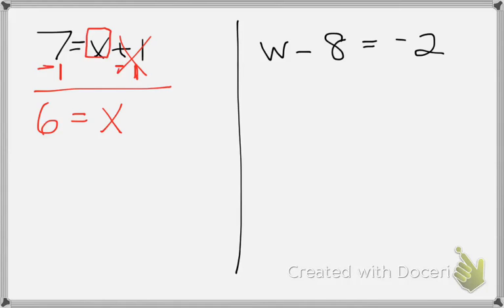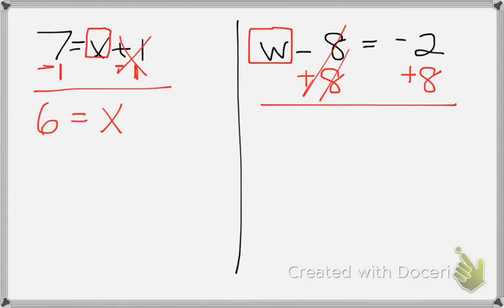Number two, W minus 8 equals -2. Here's that so-called little brat, the W. There's a -8 near it, so you put +8 on both sides. That crosses that out, bring down your W, and -2 and +8 becomes +6.